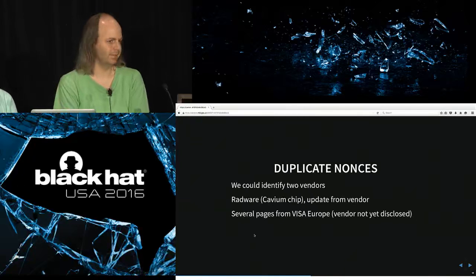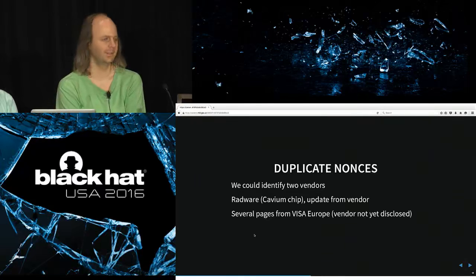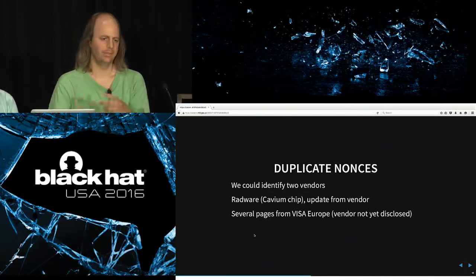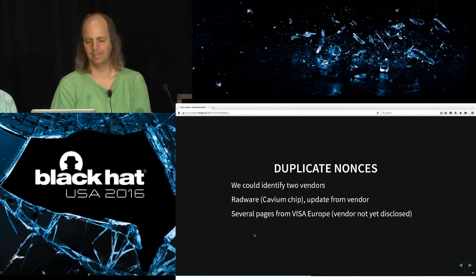Then for the duplicate nonces that are the severe security vulnerability, we were able to identify two vendors. One were devices from Radware, which use a chip from Cavium, and they have received an update now. And there are several pages from Visa Europe. Visa didn't answer our initial emails, but then Ars Technica wrote about it, and then they contacted us. But we have not disclosed the vendor yet because we're still in the disclosure process with them.